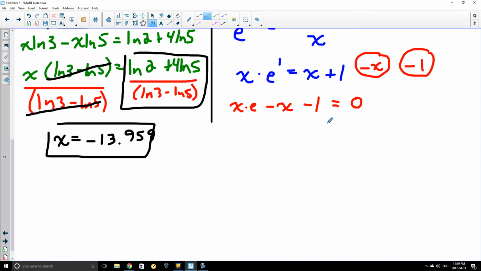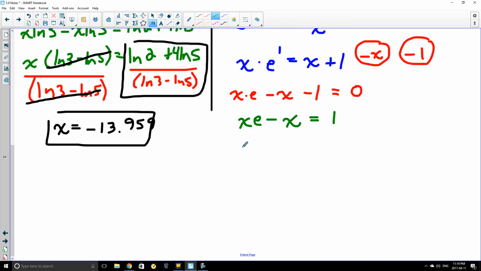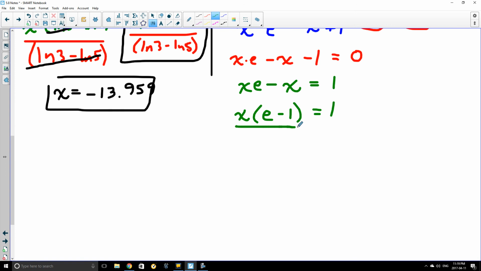So I'm going to add 1 to both sides. And this does look weird with the e there. You just got to remember that it's a constant. So I can pull out the x, and I'm going to get x times e subtract 1 equals 1. And I'm almost there. Remember, this is just a number. I know it looks funny. Okay, so I can divide that out, and I will rewrite this to avoid confusion. So I get x equals 1 over e subtract 1. You could plug that in on your calculator and get a number, or better yet, just leave it exact.